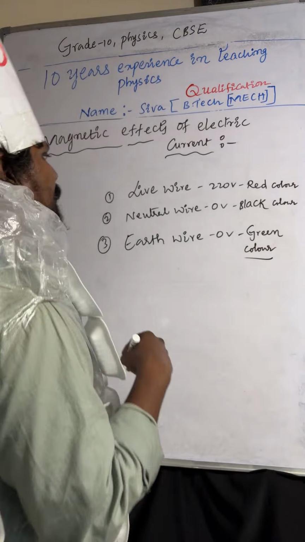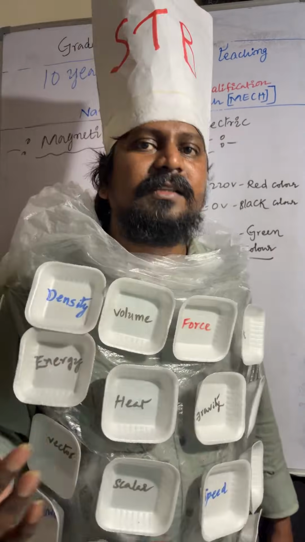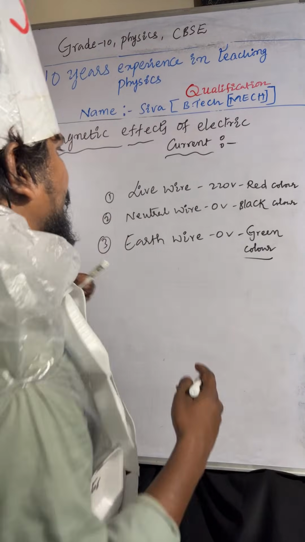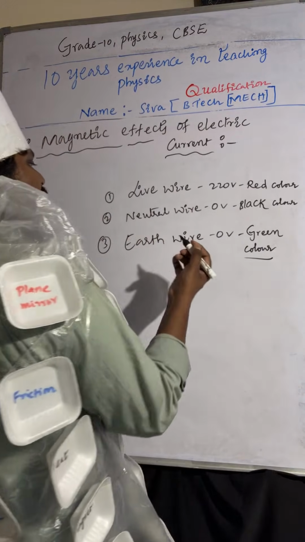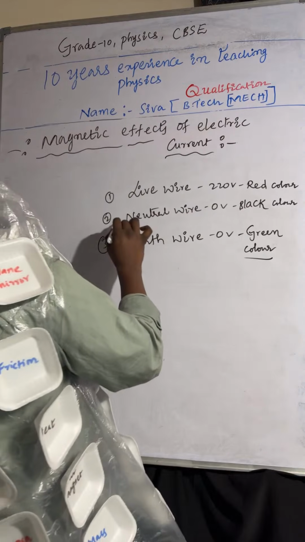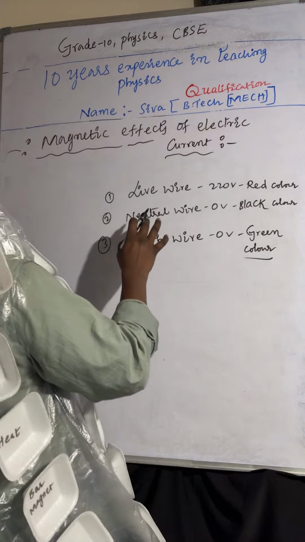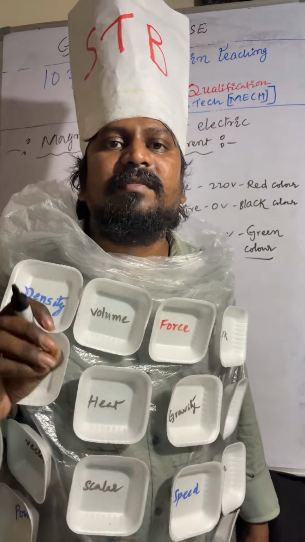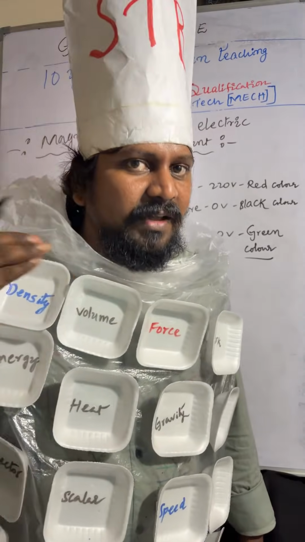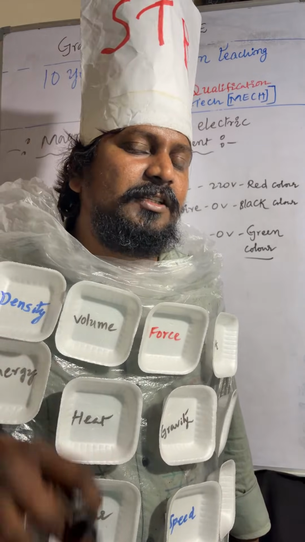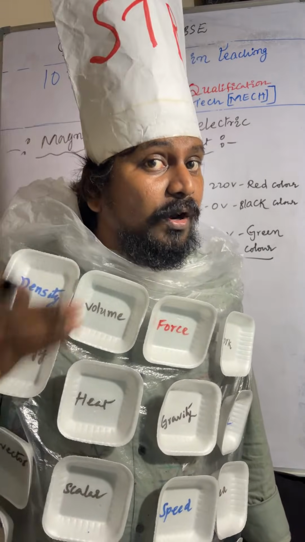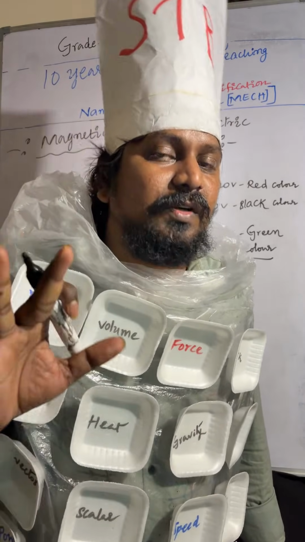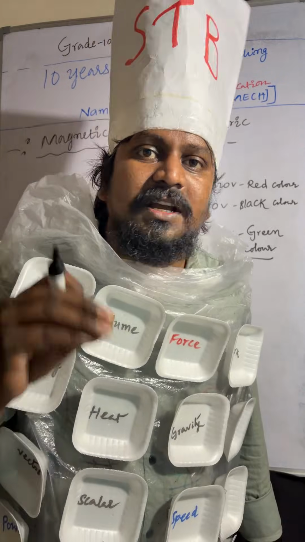So the potential difference between live wire and neutral wire is 220 volts. Live wire and earth wire also have a 220 volt potential difference. But the potential difference between neutral wire and earth wire is 0 volts. Very important. Potential of live wire is 220, potential of neutral wire is 0, potential of earth wire is 0. But the potential difference between live wire and earth wire, and live wire and neutral wire, is 220 volts.